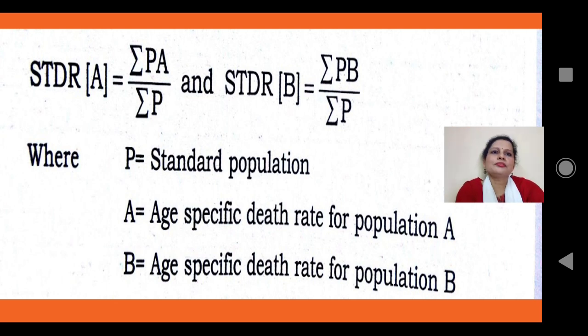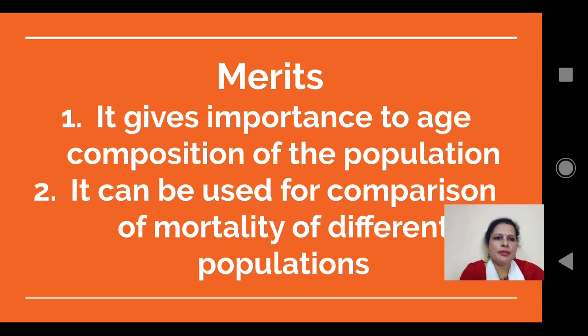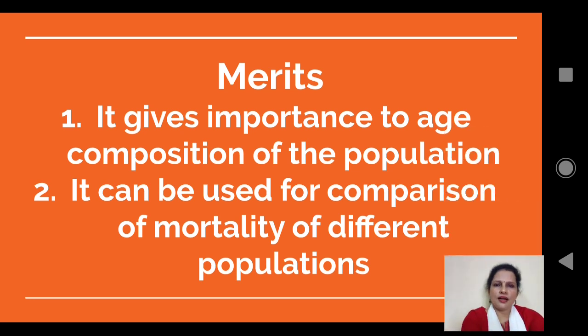Now the merits of STDR. The first one, it gives importance to age composition of the population, because while finding STDR, we are making use of ASDR. Second one, it can be used for comparison of mortality of different populations. That is the main purpose of STDR. It is used for comparing the mortality of different populations.